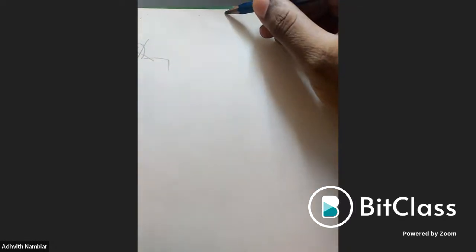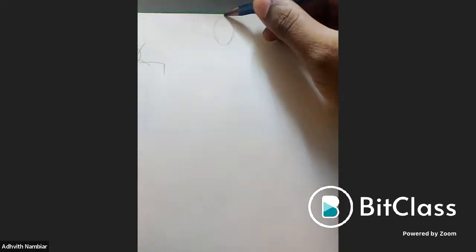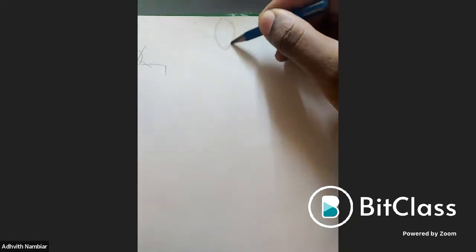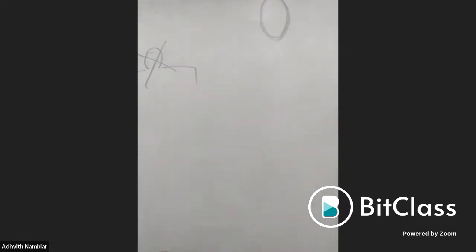So let's start off with the head here. Just make it an oval, just an oval. Okay. Now we'll draw this first in a stick figure form. Total stick figure form. Then we'll fill it up. So zooming in over here.